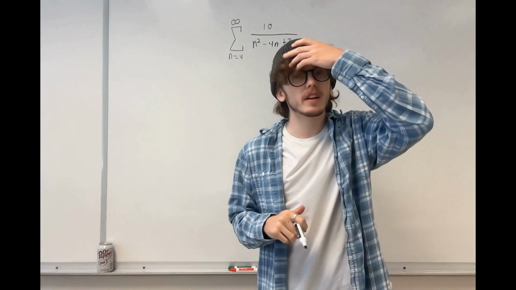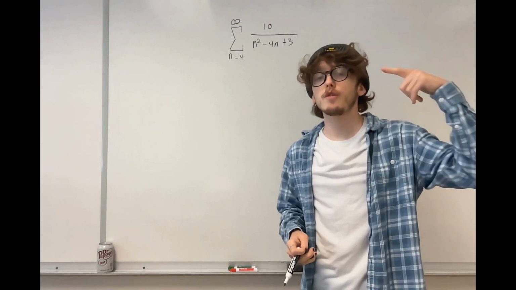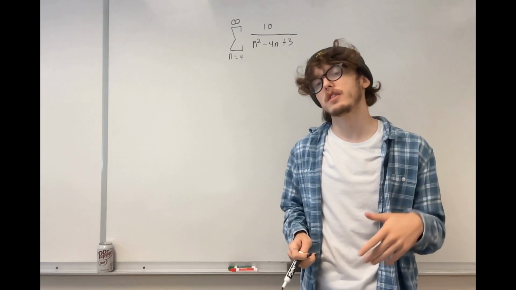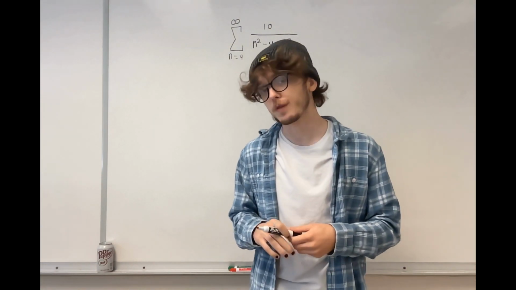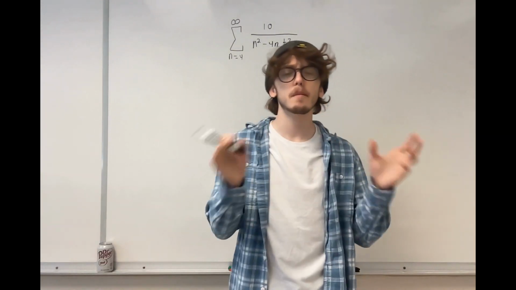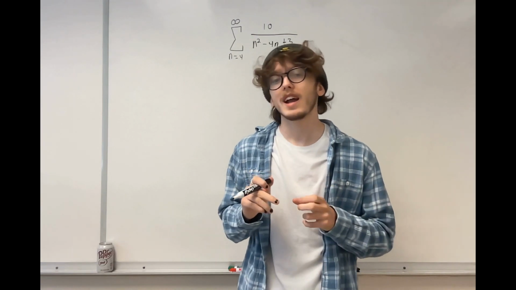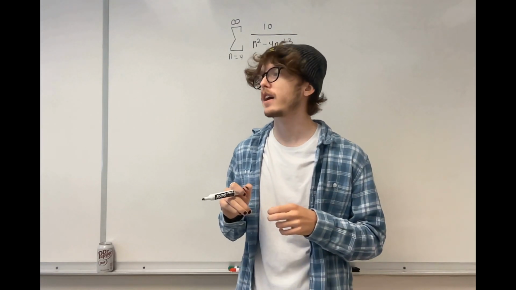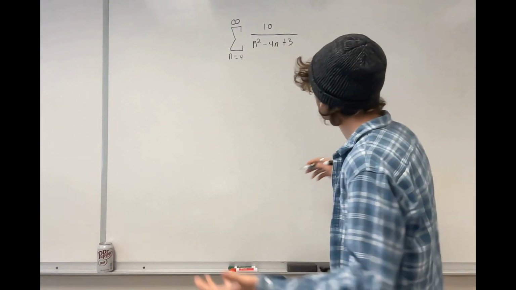Well, I want you to recognize one thing. When we have a constant over a quadratic or any other polynomial term, we can split it up into what's called partial fractions. How we do that is we take the denominator, we split off every irreducible factor, and then we're going to put those factors over something. All right, so let's get into it.